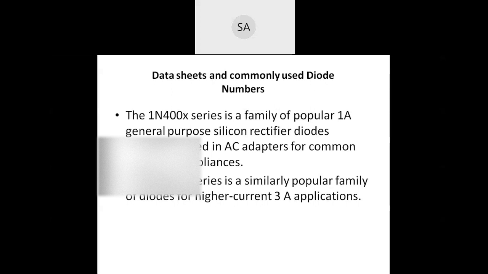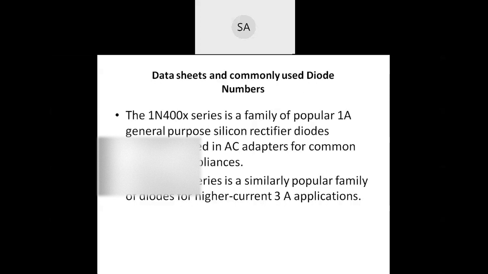This data sheet gives the IC numbers, ratings and characteristics of semiconductor diodes. The IN400X series is a family of popular 1 ampere general purpose silicon rectifier diodes commonly used in AC adapters for household appliances. So these numbers are IN400X.